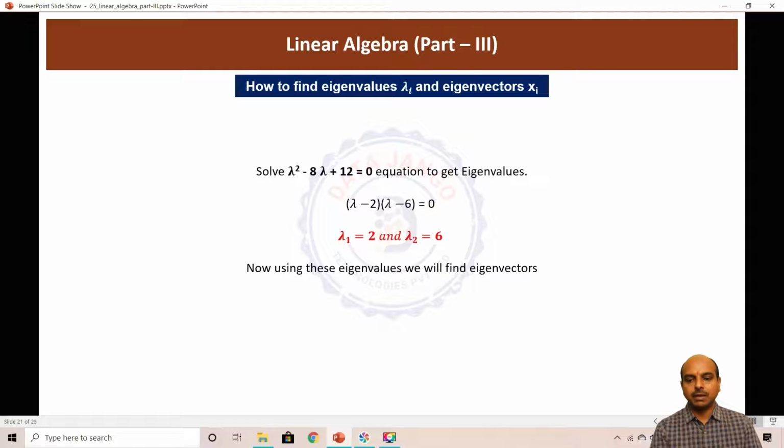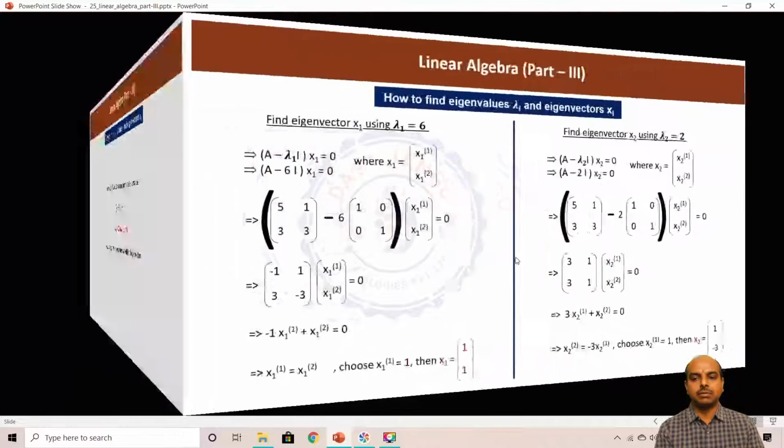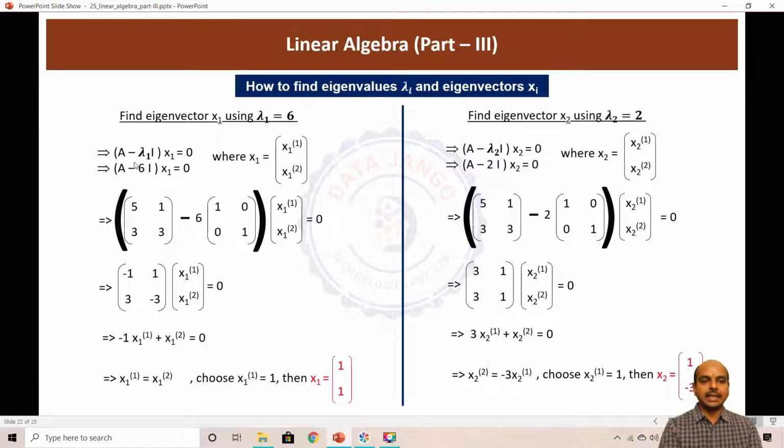Using these values, we will find the eigenvectors. Let us see how we will find them. We know that A minus lambda I into x is equal to 0. That equation we found because A into x is equal to lambda x. You brought the lambda x onto the left-hand side, it became A minus lambda I into x is equal to 0, and you kept I there and took x common. So A minus lambda 1 I into x1 is equal to 0, and A minus lambda 2 I into x2 is equal to 0. If you substitute lambda 1 is equal to 6 and lambda 2 is equal to 2, you can find x1 and x2, the eigenvectors.